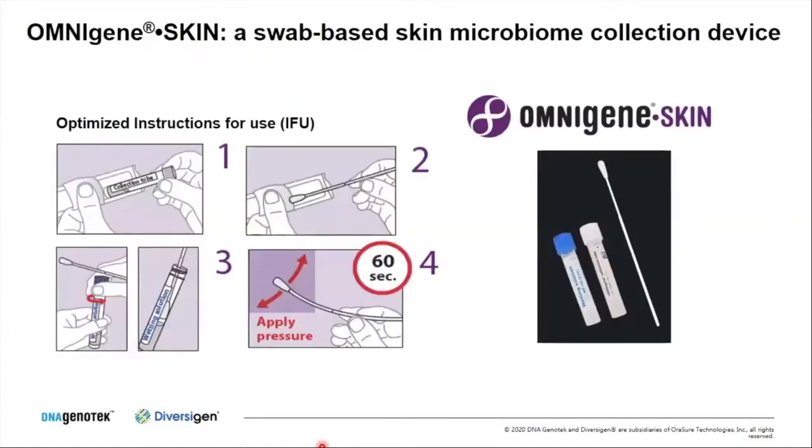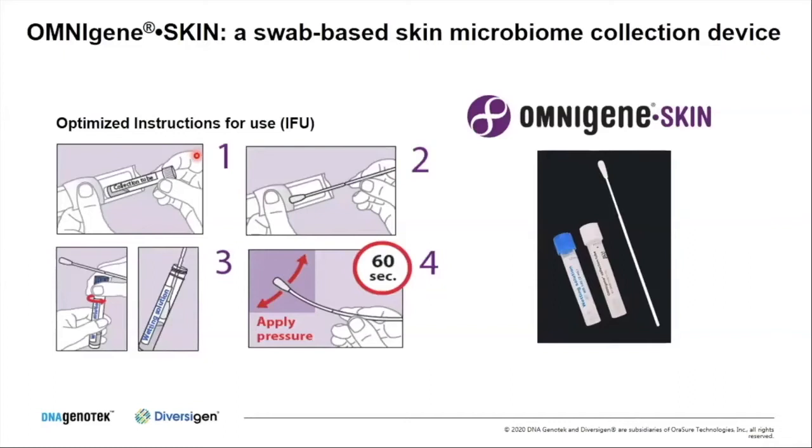So we decided to leverage all the internal knowledge that exists at DNA Genotek on microbiome collection devices. And we developed OMNIgene SKIN, which is a swab-based skin microbiome collection device, and it's a very simple device. As you can see, it consists of a flock swab with a breakpoint, an OMNIgene collection tube that contains 1 ml of stabilization buffer, and also a wetting solution that's going to be used to moisten the swab prior to collection. And included in each kit too is our optimized instruction for use.